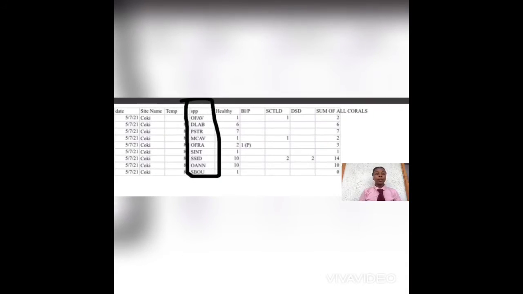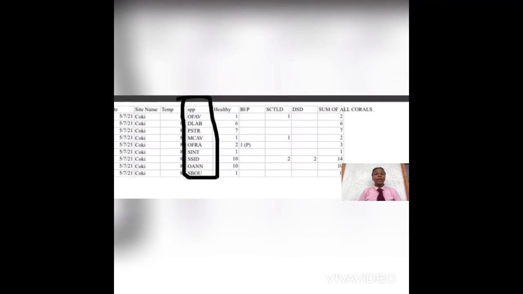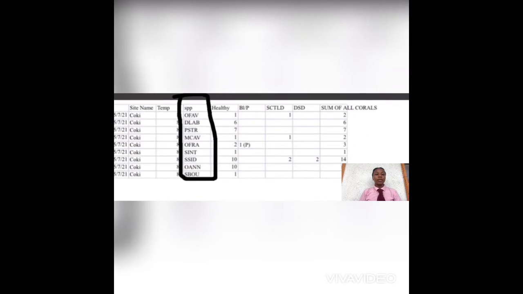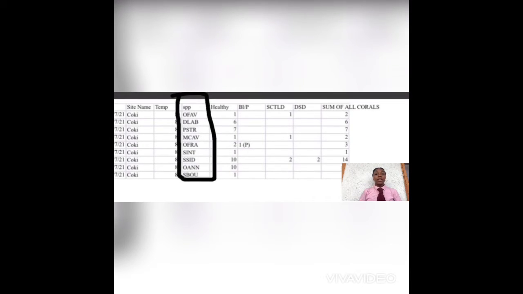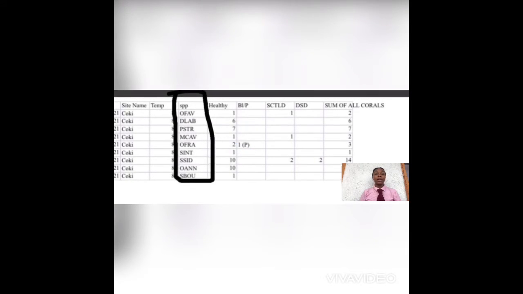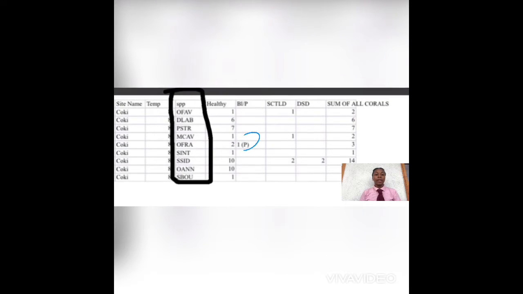Our evidence is supported by the graph below. In the areas OFAV, MICAV, and SSID held diseased corals. These areas were quite far away from each other but resulted in more cases than bleaching, which was only spotted in the OFRA section.